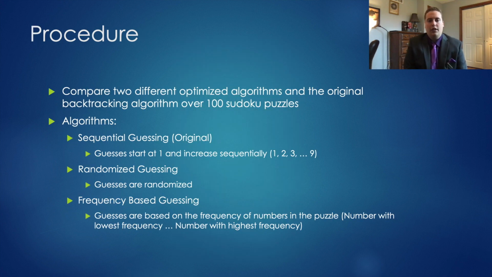So for my procedure, I compared 2 different optimized algorithms with the original one over 100 Sudoku puzzles. The algorithms were sequential guessing, which was the original, where the guesses started at 1 and increased in order up to 9. Randomized guessing, where for each slot, the sequence of guesses was randomized. And a frequency-based guessing algorithm where the guesses are based on how many times a number appears in the original puzzle. For instance, the first guess would be the number that appears the lowest amount of times, and the last guess would be the one that appears the highest amount of times.